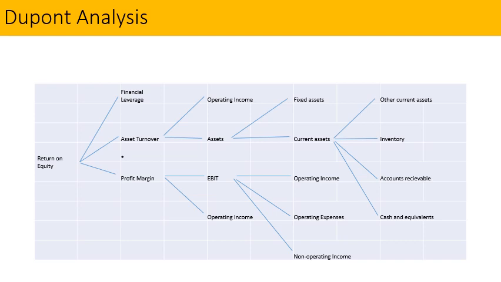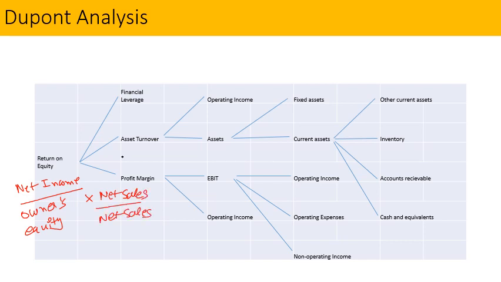So the major used ratio is return on equity. Return on equity can be written as net income divided by owner's equity. Now here, if we multiply by net sales and divide by net sales, the equation will remain the same. Further, if we multiply with total assets, and again divide by total assets, again the equation will remain the same.